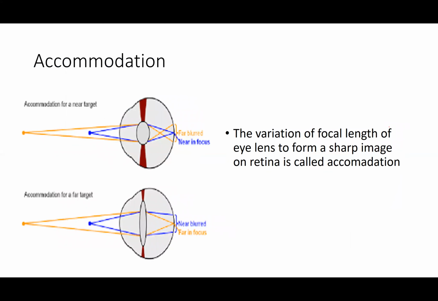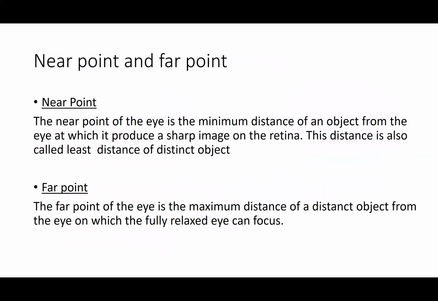Accommodation. We already studied this and discussed it. The variation in the focal length of the eye lens to form a sharp image on the retina is called accommodation. Near point is the minimum distance of distinct vision. Far point is the maximum distance of distinct objects from the eye on which the fully relaxed eye can focus. We also discussed this one.